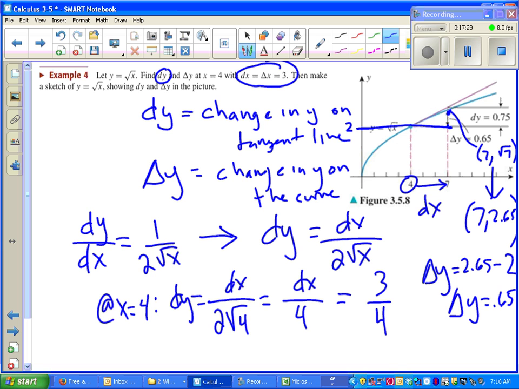So my whole point with these last two examples is to kind of explain the difference between dy and delta y. And to recap that major idea, dy is how much your y changes on the tangent line. In this case, this was 0.75 between 4 and 7. So in this little interval, my y went up 0.75 on the tangent line. Delta y is the change on the actual curve. The curve went from 2 to 2.65. Not quite the same.